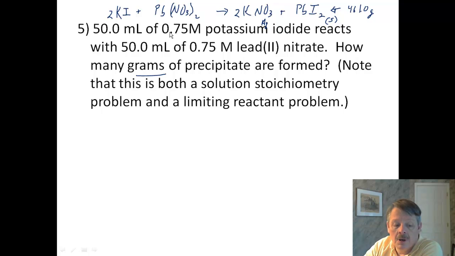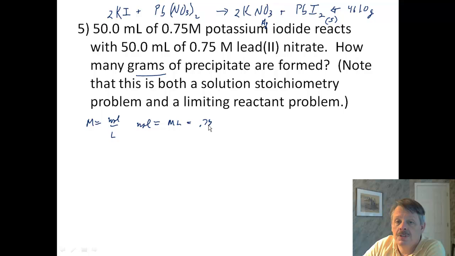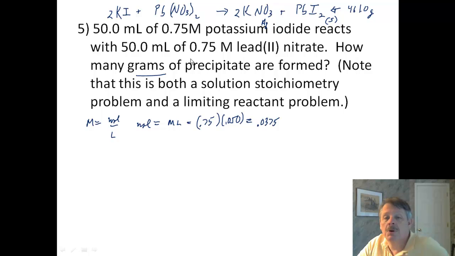And we're going to have to work through figuring out our molarities, our moles. So remember that molarity is equal to moles per liter. So moles are equal to molarity times liters, which is going to be equal to, in this case, 0.75 molar, and we're multiplying by 0.050. So our moles in both cases is going to be 0.0375. Now, I don't need to go through both of these because I've got exactly the same numbers for both. Okay. However, when I go to my stoichiometry problem, now that's different. Okay. So we're trying to figure out how many grams of lead iodide we can form.